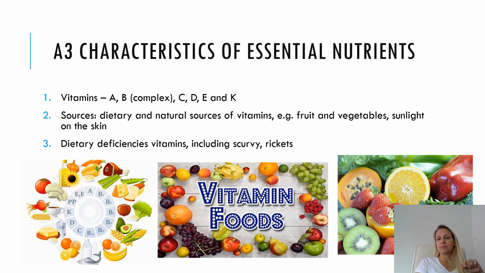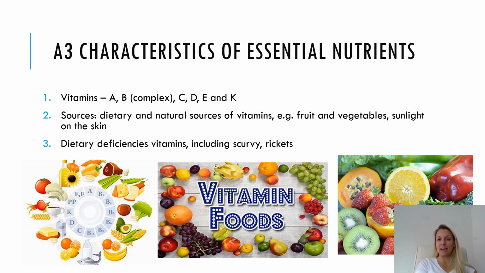Sunlight seems a weird one, right? Sunlight. We get vitamin D from sunlight. Okay, vitamin D is really important. It works with calcium, which I'll talk through in the next video, the next slide. So dietary deficiencies. So what happens, and again, you've got to write about this, what happens if you don't have enough vitamins in your diet?